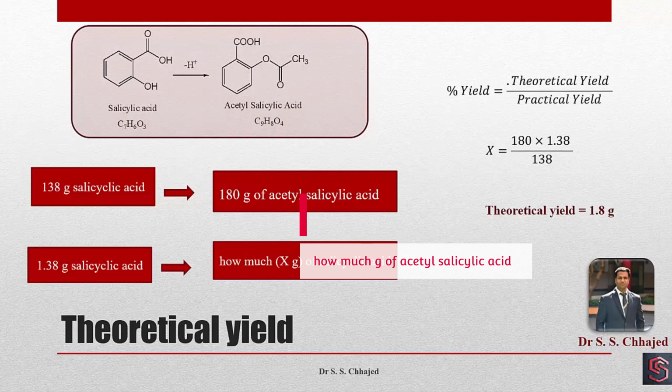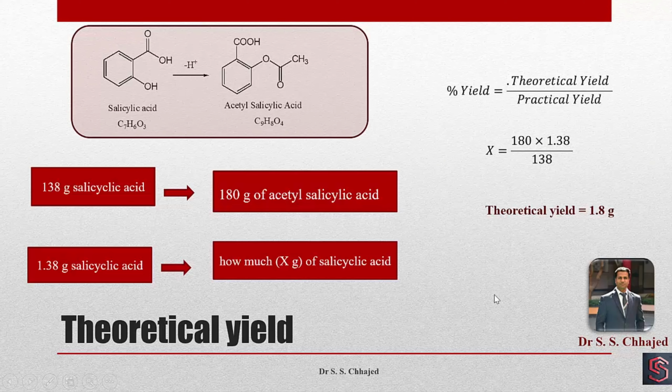So 138 gram of salicylic acid gives 180 gram of acetyl salicylic acid. So therefore, when we take 1.38 gram of salicylic acid, how many grams of acetyl salicylic acid will form? So X is equal to 180 into 1.38 divided by 138. So this is how we can calculate the theoretical yield. Percentage yield is equal to practical yield divided by theoretical yield.